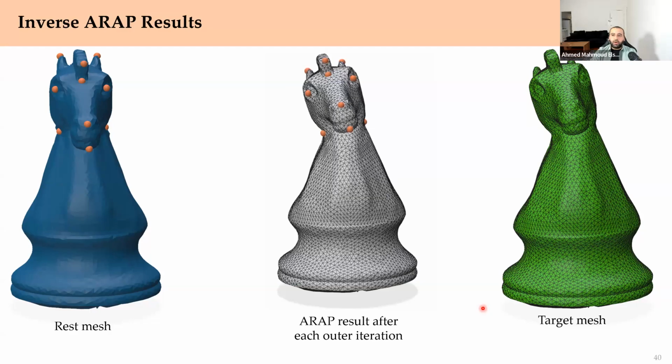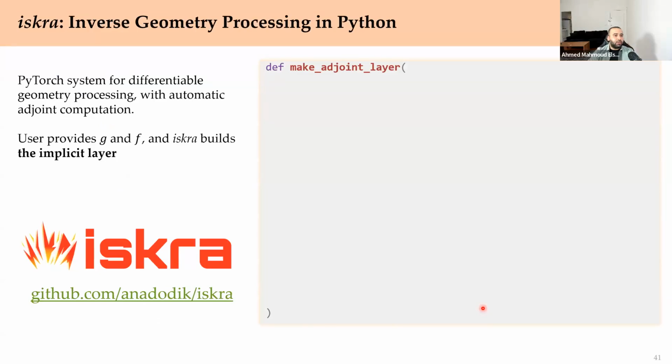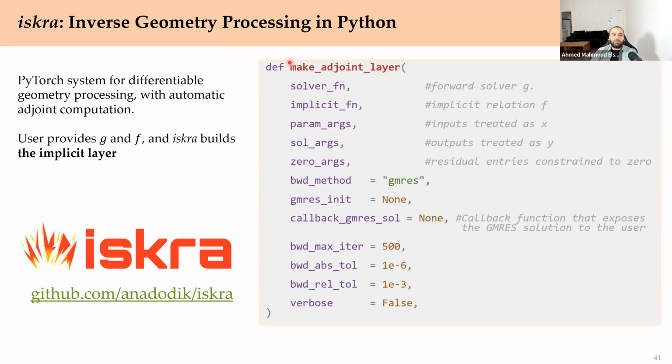And the good news is that all of this custom PyTorch layer, you don't need to write it yourself. All of this is packaged inside Iskra. So almost everything that we talked about from sections 3 and 4 could be boiled down to just a single function API, make adjoint layer. Basically, what we told you about is what happens behind the scenes inside this function. You give it the forward solver, you give it an implicit relation, and what is x and what is y, and it does everything for you. It's a really powerful tool available on GitHub, so I encourage you to build something with it.